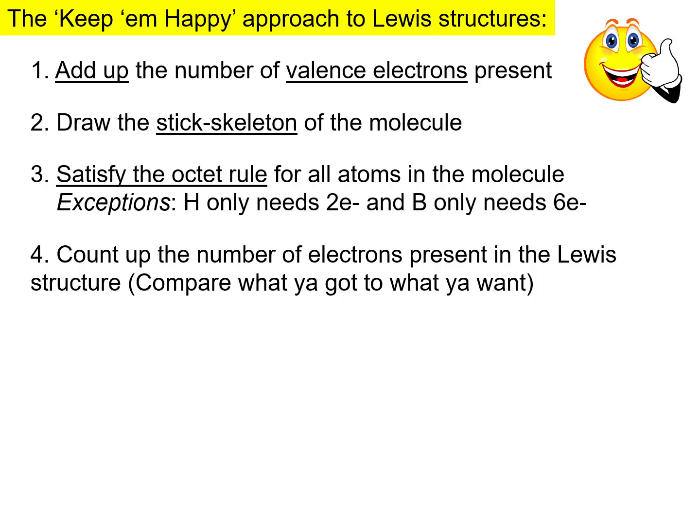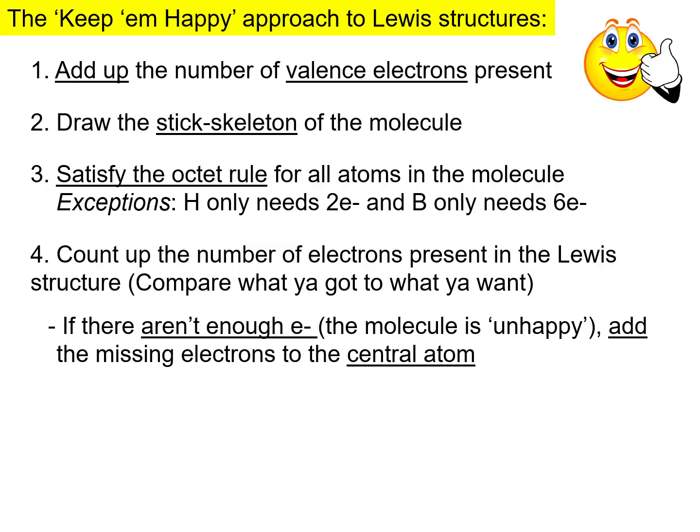All right, so then once you have your structure and you've got all of the extra lone pairs added to it, you want to compare what your structure has to what you are supposed to have. If there aren't enough electrons, the molecule is unhappy, but notice that's in quotes, it's not really happy or unhappy. You want to add the missing electrons to the central atom. All of your corrections go to the central atom, not to the terminal atoms.